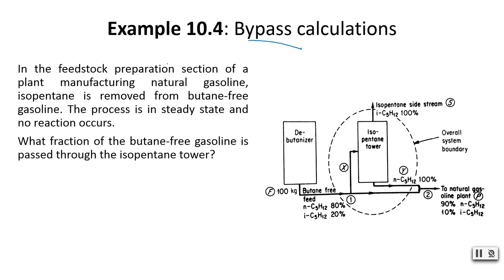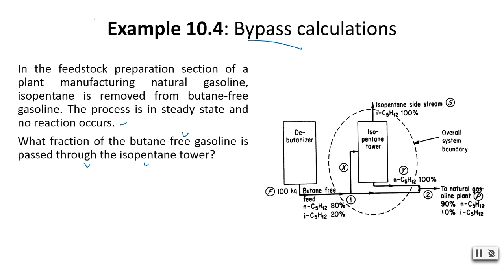In the feedstock preparation section of a plant manufacturing natural gasoline, isopentane is removed from butane-free gasoline. So we have butane-free gasoline. The process is steady state and no reaction occurs. What fraction of the butane-free gasoline is passed through the isopentane tower?